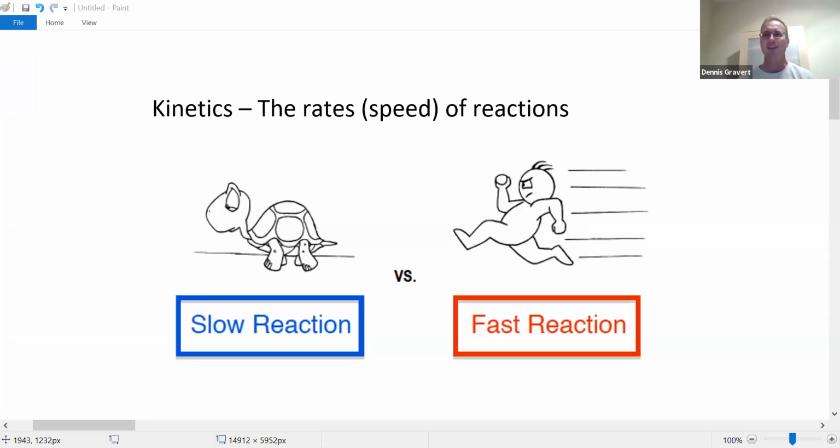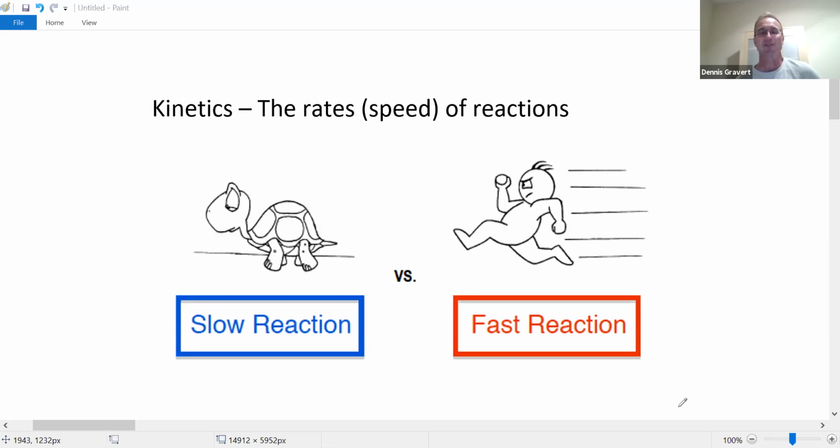Hey, in this video, let's talk about kinetics, which has to do with the rate or speed of reactions. And we'll also talk about energy diagrams, these ways of analyzing reactions in terms of energy and kinetics or speed. So here we go, nice little graphic to get us going. Pick up some speed here.